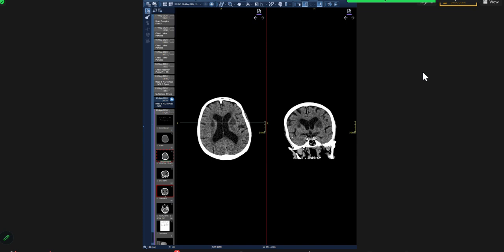Considering these bilateral parenchymal hypodensities in a 55-year-old female patient who presented with altered consciousness, my differential possibilities could be multiple infarcts in different territories. Other possibilities could be infections. But I don't appreciate any mass lesion.